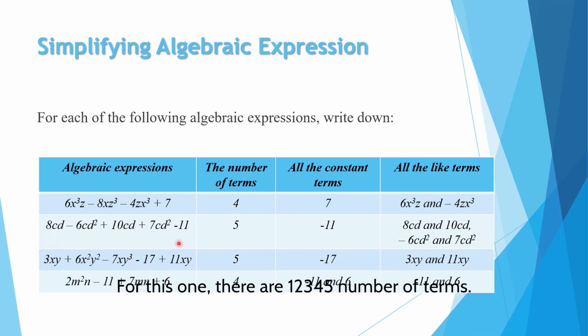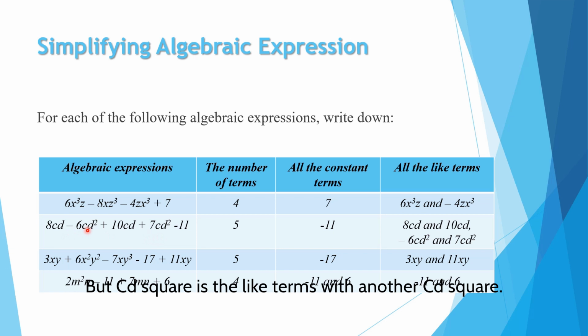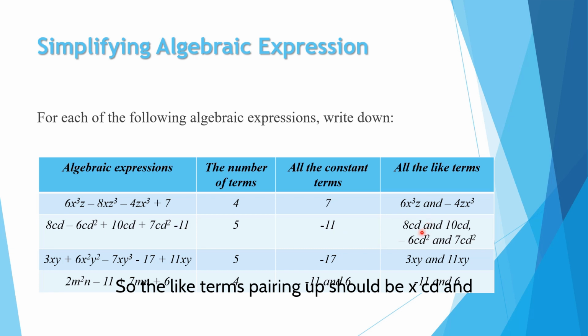For this one, there are 1, 2, 3, 4, 5 terms. The only constant term is minus 11 here. And the like terms, look at one by one. cd have the same letters, same index. But cd squared cannot be like terms with cd. But cd squared is a like term with another cd squared. So the like terms pairing up should be xcd and 10cd, minus 6cd squared and 7cd squared. These are two pairs of like terms.